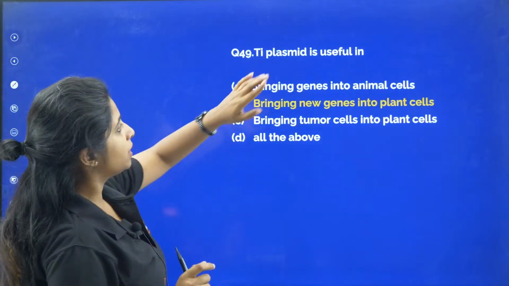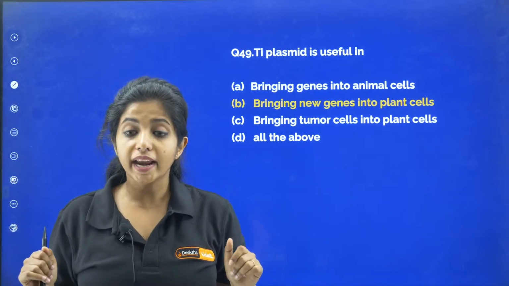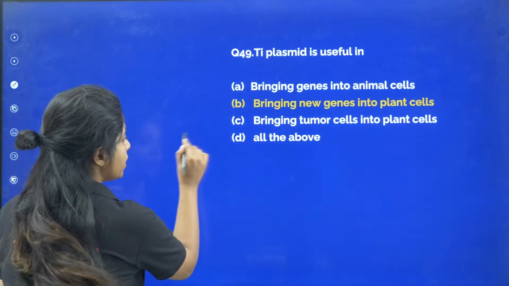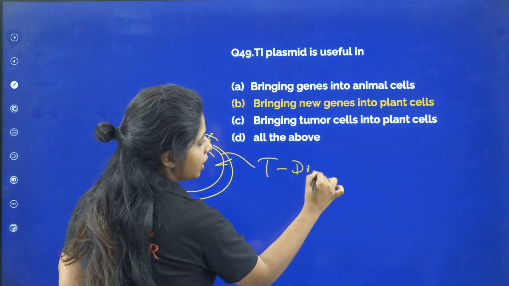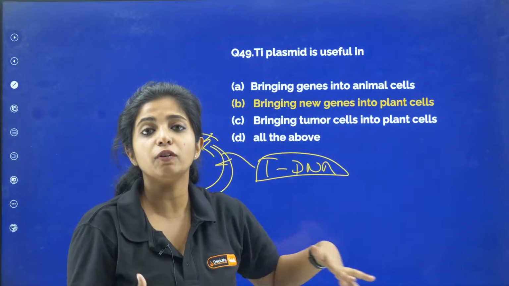Next thing, the Ti plasmid is useful in biotechnology and its principles. My dear children, the Ti plasmid is there in Agrobacterium tumefaciens. And what does this Ti plasmid do? The Ti plasmid has an area known as transfer DNA. What do you call this? Transfer DNA. This transfer DNA, when inserted into the plant, causes a tumor.